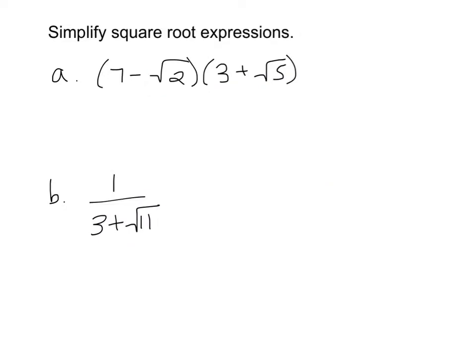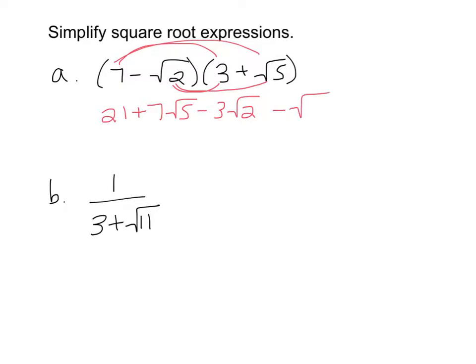So on this one, you are just simplifying these square root expressions. We've actually done this before in class. You're just going to FOIL this out. 7 times 3 is 21. 7 times root 5 is 7 root 5. Negative root 2 times 3 is negative 3 root 2. And negative root 2 times root 5 is negative root 10.